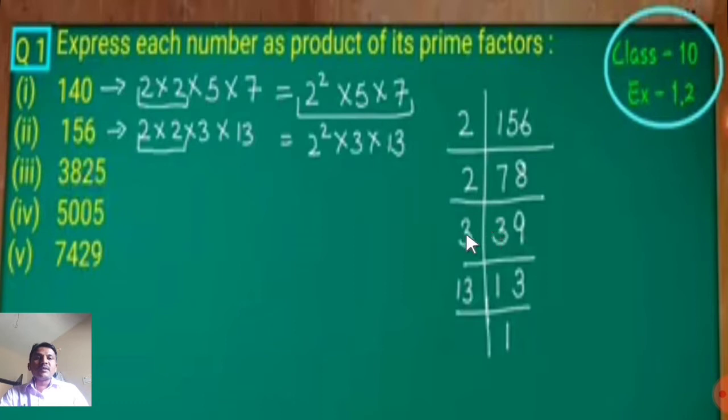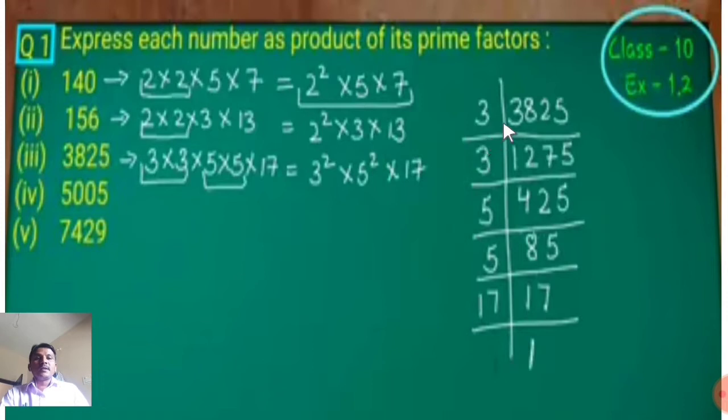39 is divisible by 3. 3 1s are 3, 3 3s are 9. 13 is a prime number, so 13 1s are 13. Prime factorization of 156 is 2 into 2 into 3 into 13. That is equal to 2 raised to 2 into 3 into 13. This is the prime factorization of 156.